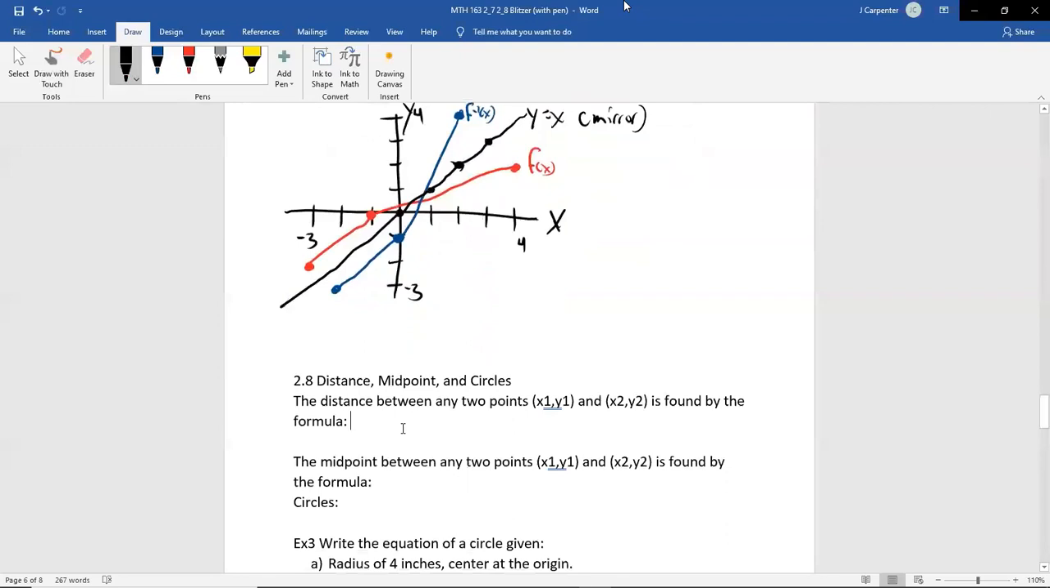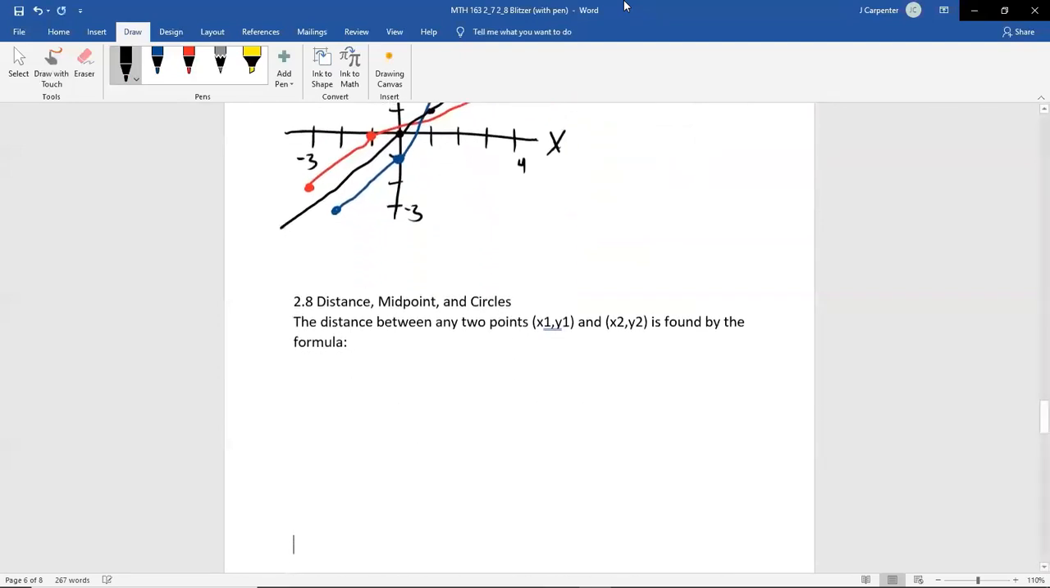All right. 2.8. In our last 20 or 25 minutes, we've got distance, midpoint, and circle formulas. 3 formulas that you have to memorize. Memorize the formulas I'm about to give you. These should be subscripts, so that's x sub 1, comma y sub 1, just like with slope. x sub 2, comma y sub 2. Again, just like with slope.